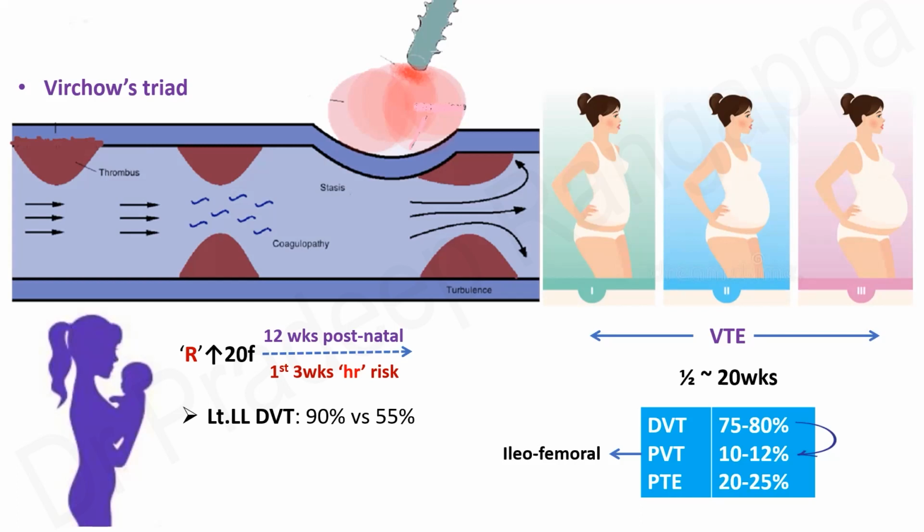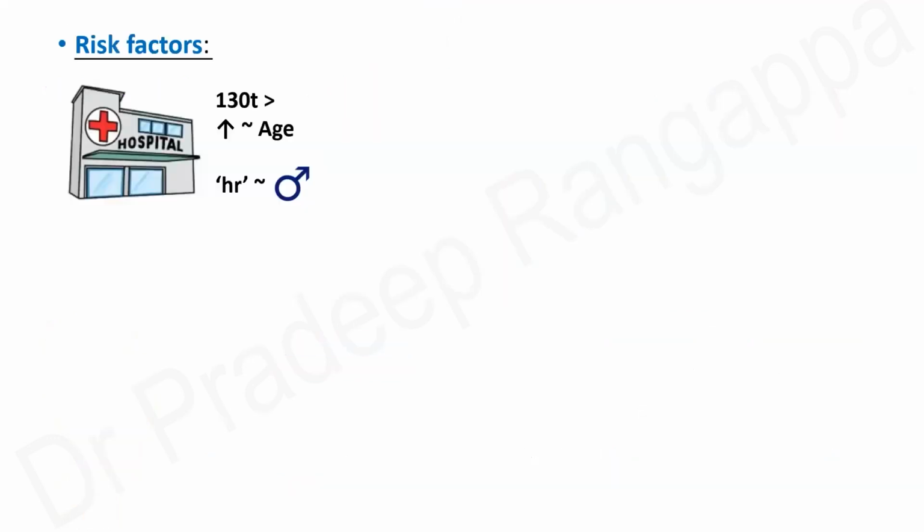And left lower limb DVT is more common in pregnancy, 90% versus 55%, and iliofemoral seems to be the commoner site. So when we look a little more into the risk factors, it is said that in hospitalized patients, someone who is within the hospital, the risk of venous thromboembolism is very high, up to 130 times. And this increases proportionately with increasing age.